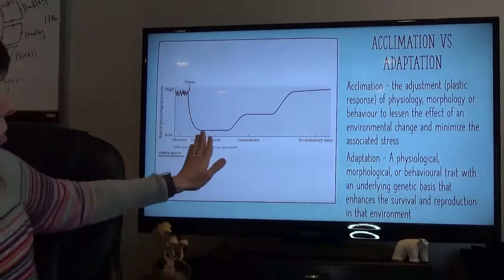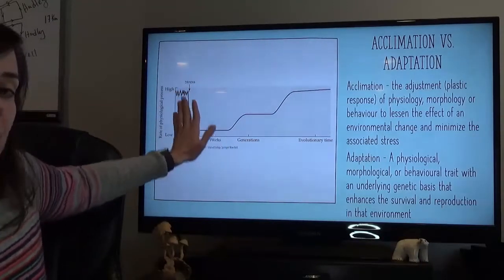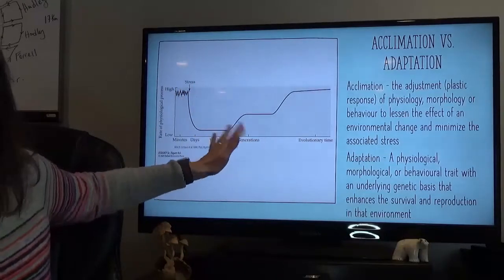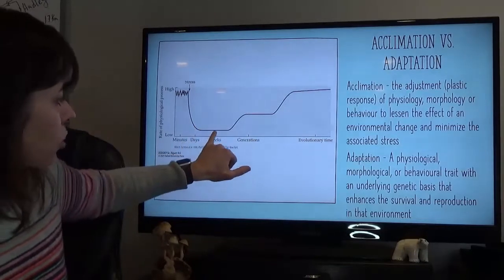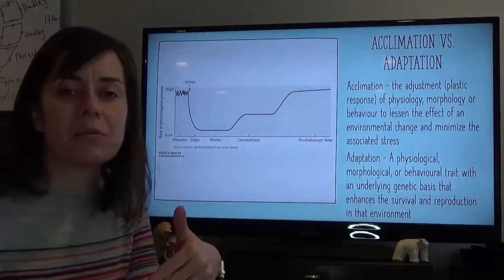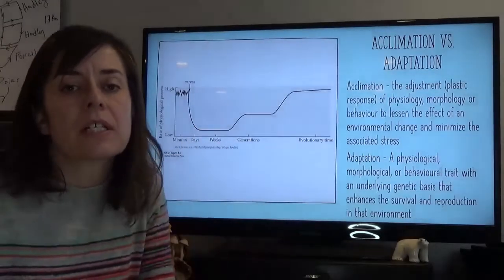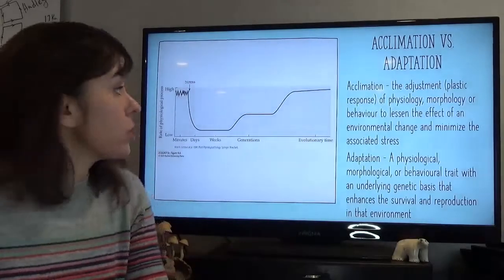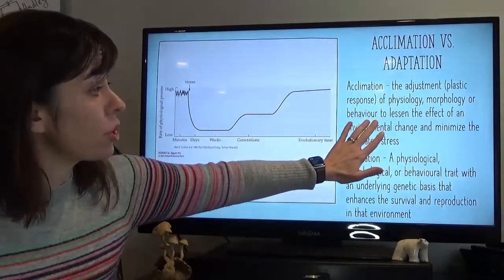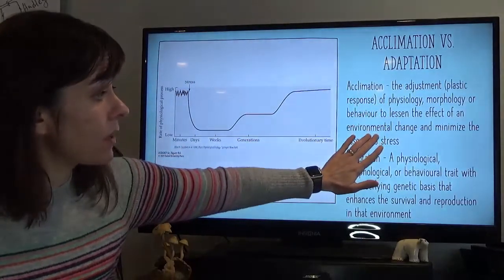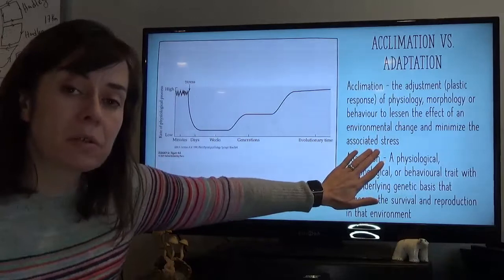And this happens over a short time span, over the course of minutes, days, weeks, depending on the process you're talking about. Okay. But as you move through, and if that stress is continually imposed on that organism, it is going to start to do what we refer to as acclimation, or the adjustment of physiology, morphology, or behavior to lessen the effect of an environmental change and minimize the associated stress.